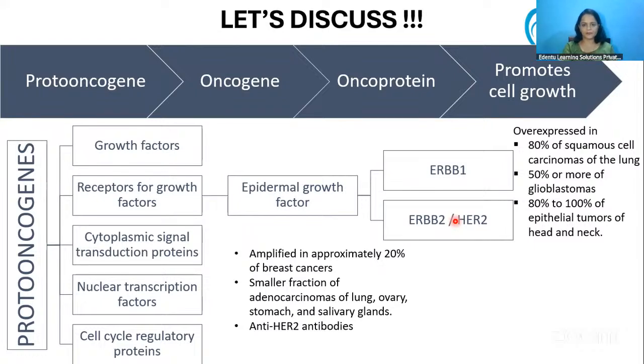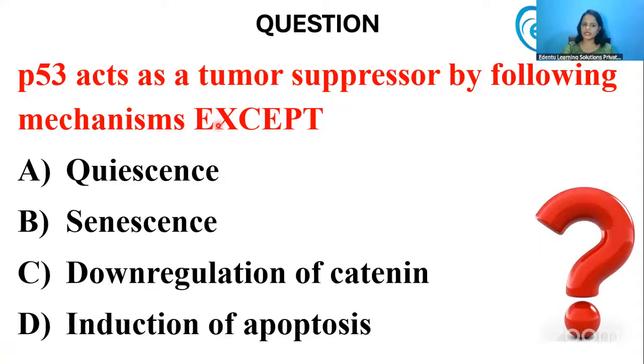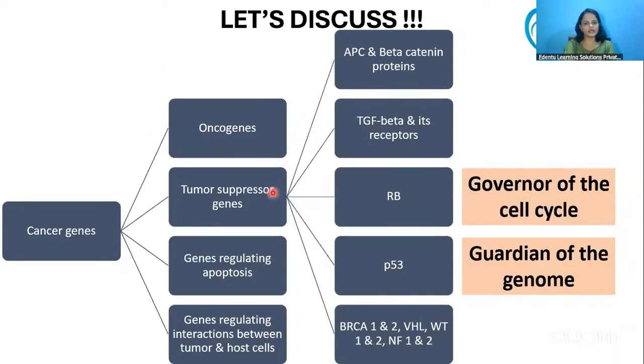Now, next question is again gene related. P53 acts as a tumor suppressor by the following mechanisms except. For that, we should know what this P53 is and what its mechanism of action is. Like I had already mentioned, cancer genes are of 4 types: oncogenes, tumor suppressor genes, genes regulating apoptosis, and genes regulating the interactions also. Oncogenes we had discussed in the past 1 or 2 questions. Next, we are coming to the tumor suppressor genes.